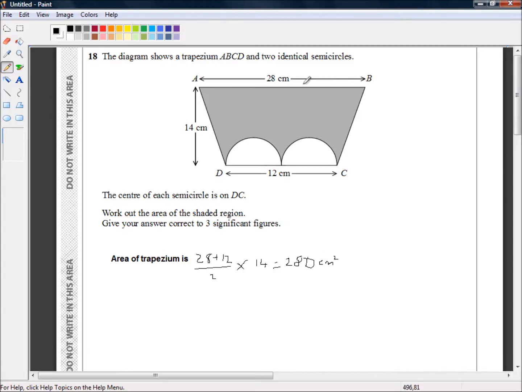Okay, so we've got the area of the trapezium. Now we need to get the area of the two semicircles. Well, first of all, the area of a semicircle is the area of a circle divided by 2. And since we've got two semicircles, we've got to calculate the area of a circle, divide it by 2, then multiply it by 2 again. So we might as well just have the area of a circle.